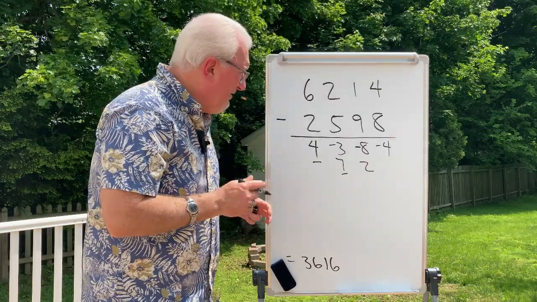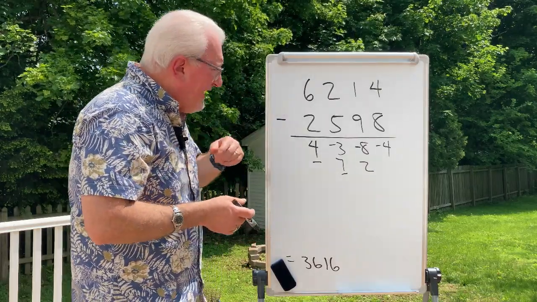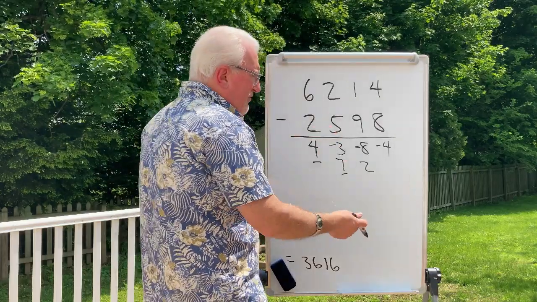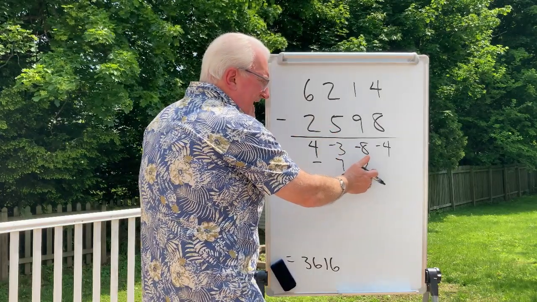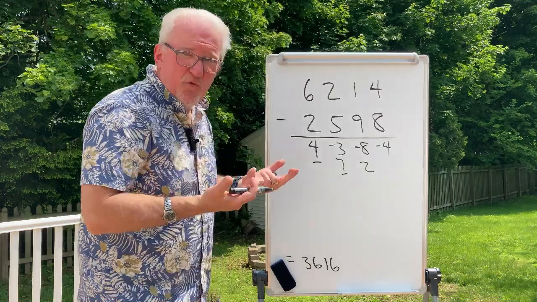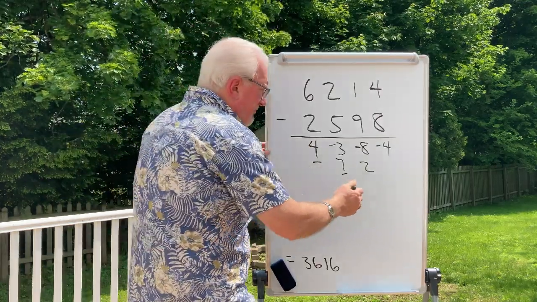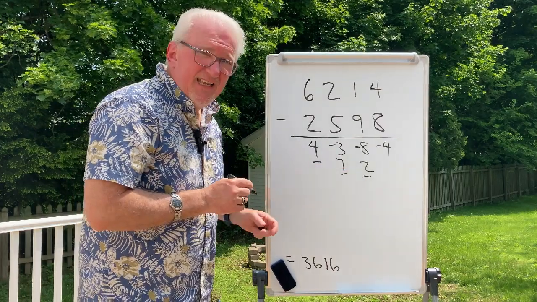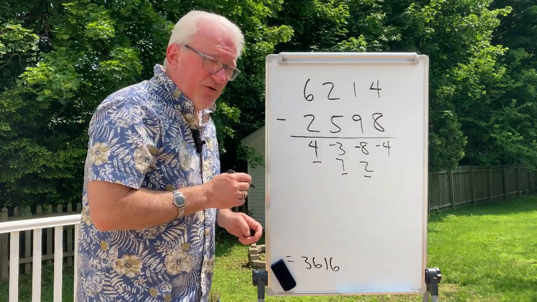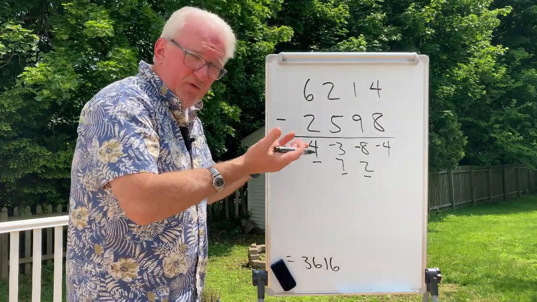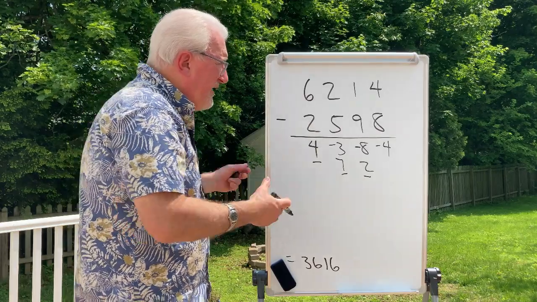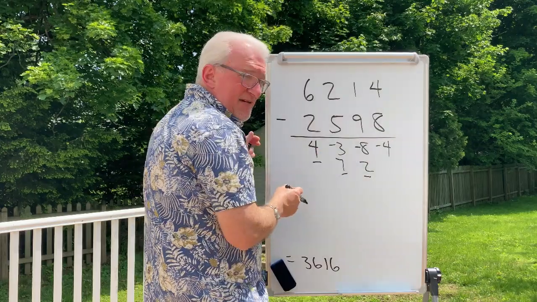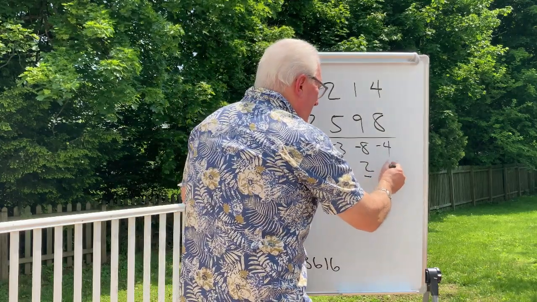For the negative 4, well, negative 4, I can turn into a positive number by adding 10 to it. So I'll take 10 from 20. I'm going to put a little dash there to indicate that I'm taking 10 away from the 20, 1 away from the 2, and reintroducing that 10 into the ones column. Well, 10 minus 4 is 6.